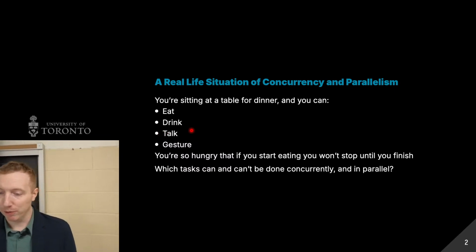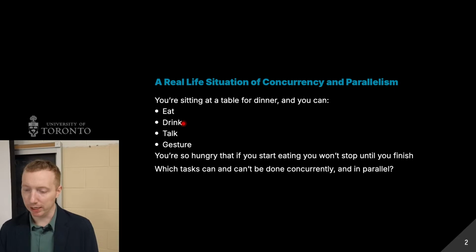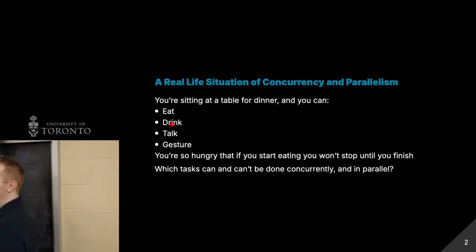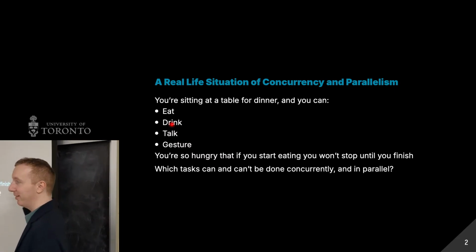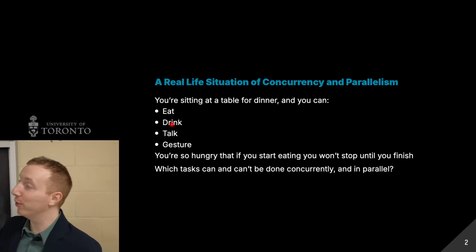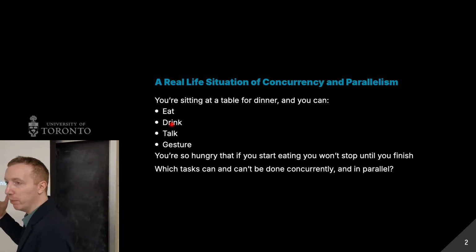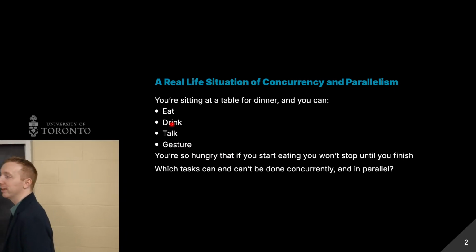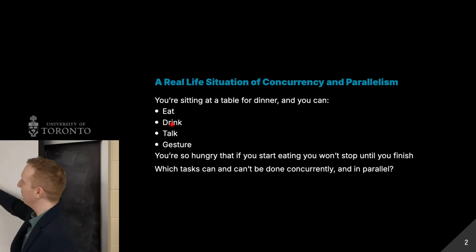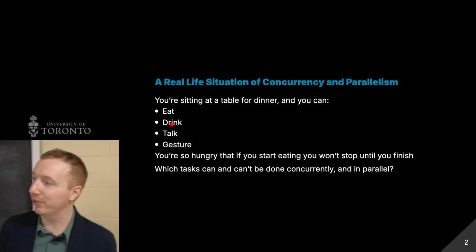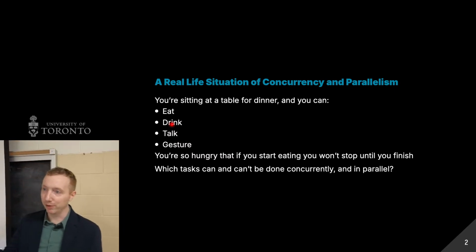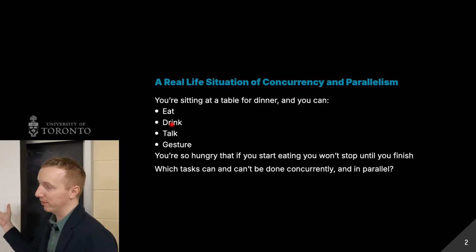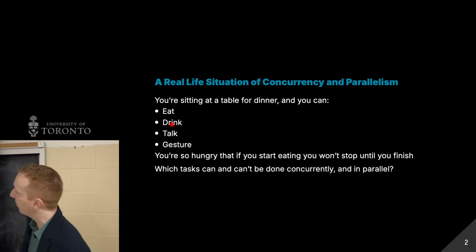All right, so what about eating and drinking? Can I do those two tasks in parallel? Again, not savages. So I can't do those in parallel, assuming I only have one mouth. Can I do eating and drinking concurrently? Well, in this case, no, because I have this silly condition where if I start eating, I can't switch. Concurrency is being able to switch, but I can't switch between eating and drinking because if I start eating, I'm not going to stop. So I can't stop halfway through eating.